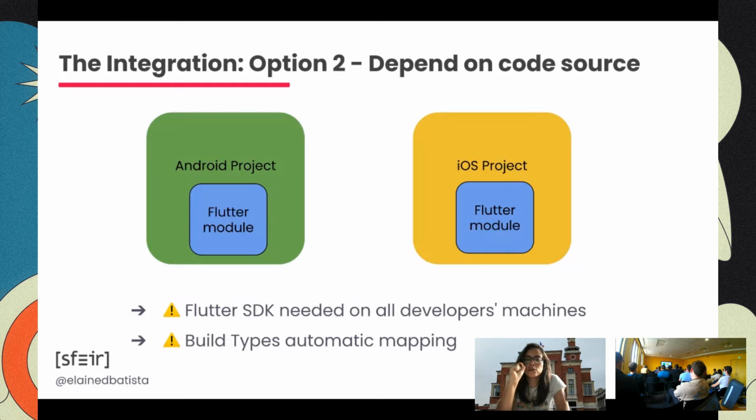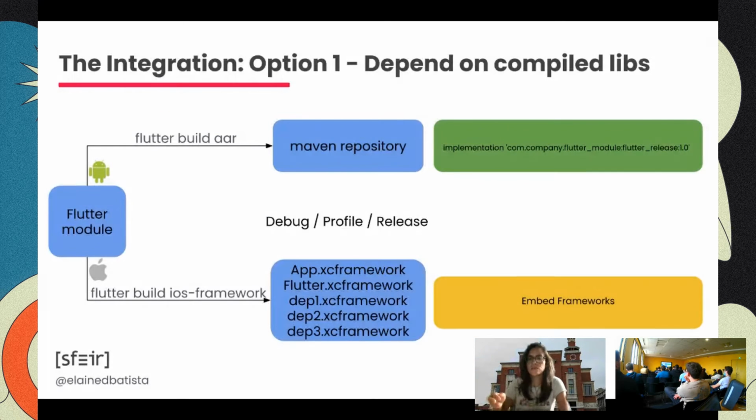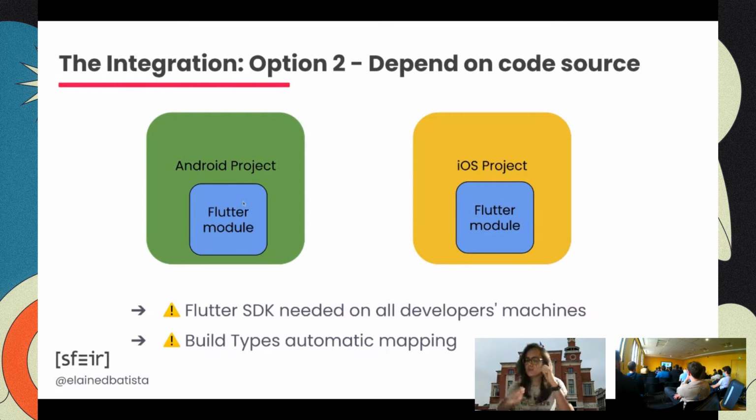The second option is to depend directly on the source. This is great when you're developing because you're going to basically make a link between your native project and your Flutter module, and you're going to call your Flutter view inside your Android project, and maybe make a little adjustment on the Flutter module. You don't have to compile here, because compiling takes time, and you're going to be able to do it more quickly.